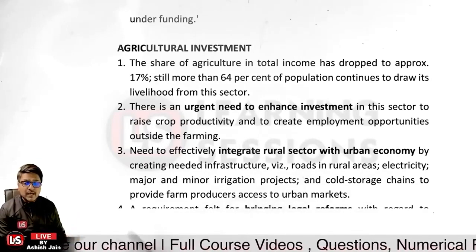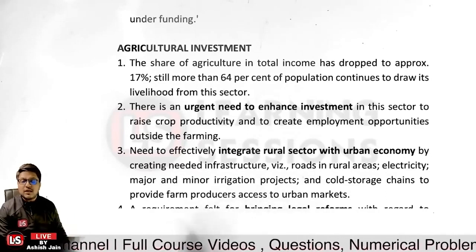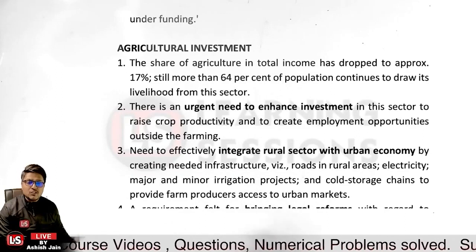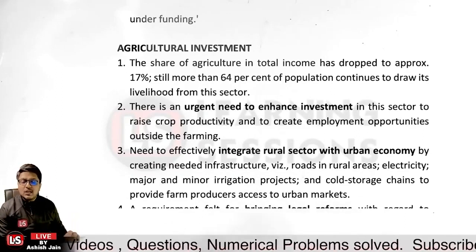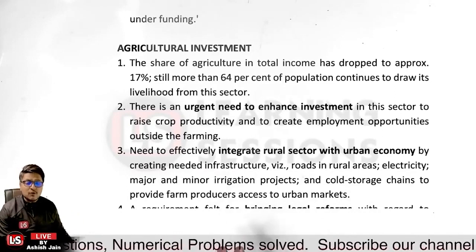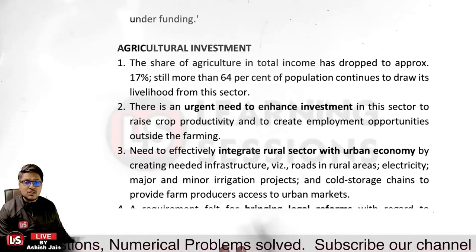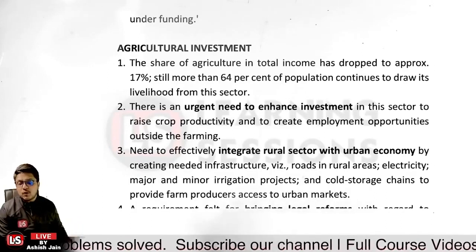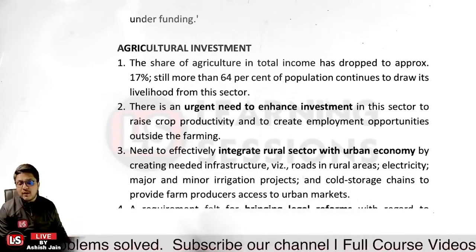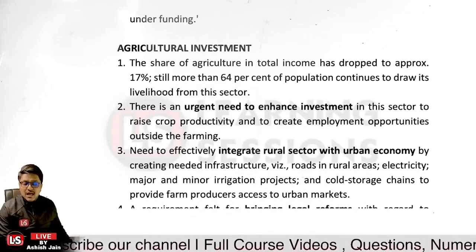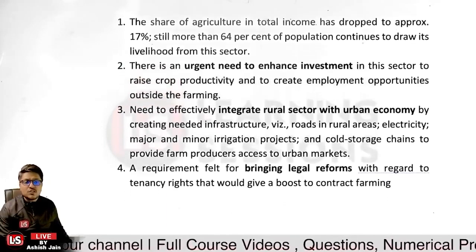New infrastructure is required. Roads must be there to connect to the rural areas. Electricity must be provided to each and every village. Major and minor irrigation projects must be there, because we must not rely on the monsoon itself for agriculture purposes. Cold storage chains must be there to provide a place to store the excess produce. So these are the upgradations, these are the reforms which are required.